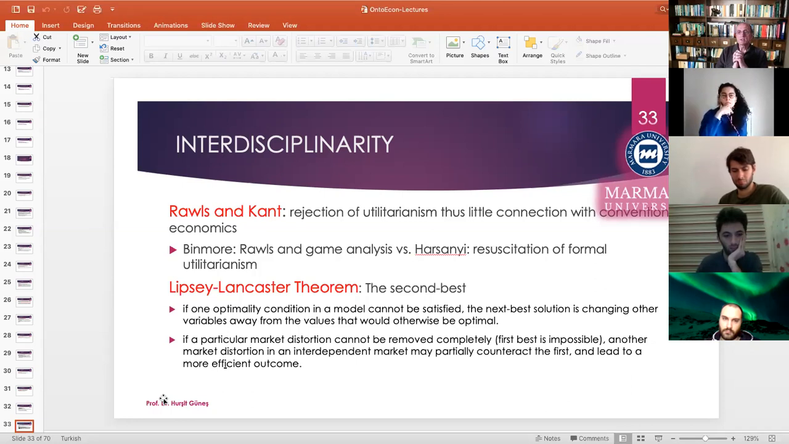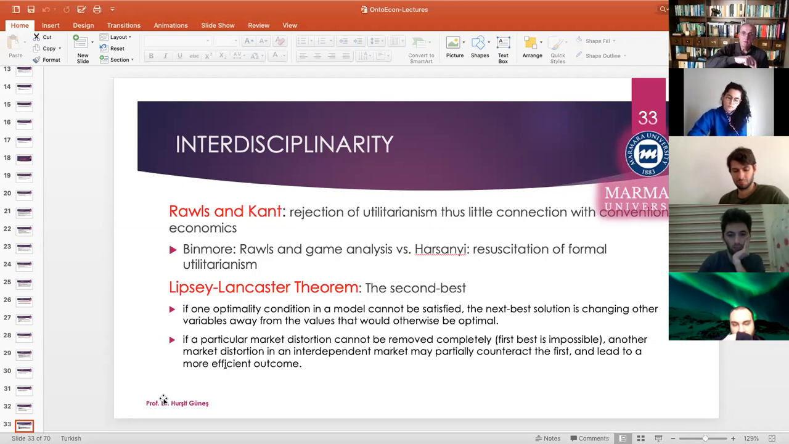Thus, he had little connection with conventional economics, you may say, because the utilitarians, as they use a lot of the concept of utility in welfare economics, in welfare social science, they were more interrelated with economics. But you will see that in Ken Binmore, who was a game theorist and mathematician, he used the Rawlsian results or analysis and inserted them into game analysis.